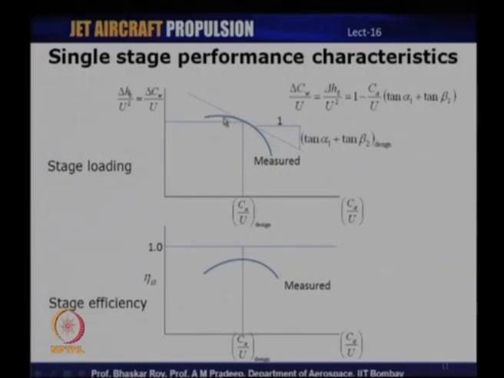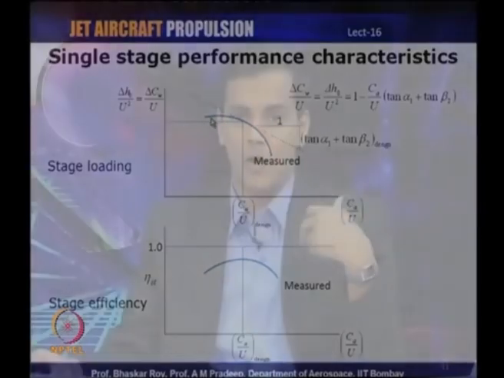So, what this means is that as one deviates from C A by u design, the stage is not going to perform as it is supposed to for the design conditions. So, what we will see next is for off design conditions, wherein C A by u is either greater than C A by u design or C A by u is less than C A by u design, how the performance of the stage would get affected. So, let us take a look at what happens in terms of the velocity triangles as well as what happens on the blade as we change the flow coefficient from its design value.